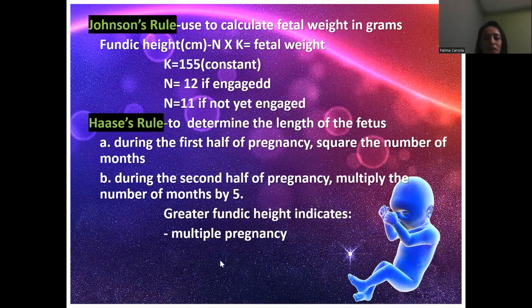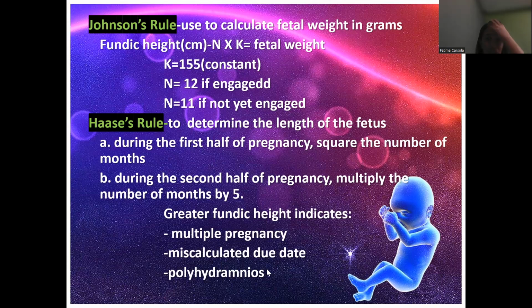When there is a greater fundic height, again, you might suspect multiple pregnancy. Another one, miscalculated due date. She may not know her LMP, she's not familiar with her last menstrual period. And of course, there could be the presence of polyhydramnios, which, again, is when the amniotic fluid is more than 1,000 ml. And that could be, in the board exam, due to tracheoesophageal fistula.